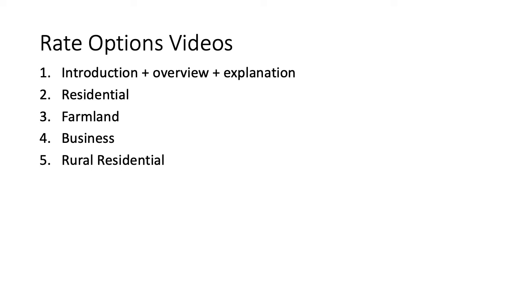Local government ratings are a really complicated issue. We wanted to keep these videos short, but we also wanted to provide enough information that you can provide some informed feedback. There's a separate video for each of the four main land use categories: residential, farmland, business and rural residential. And this video also provides an overview of the detail in each of those. But I'd encourage you to have a look through this one first because it provides a bit more of a detailed explanation and introduction that will help you understand the information that's provided in each of these specific videos.